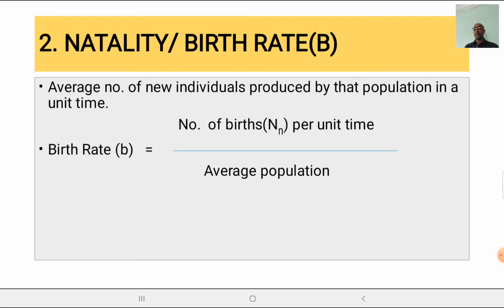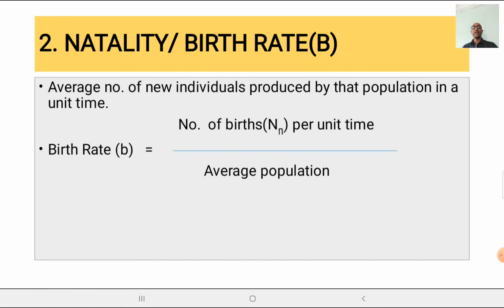Natality can be explained in two ways: potential natality and realized natality. What is potential natality? Potential natality is the maximum number of births under ideal conditions of environment. The maximum number of births under ideal conditions of environment is called potential natality or maximum natality. It is otherwise called biotic potential.